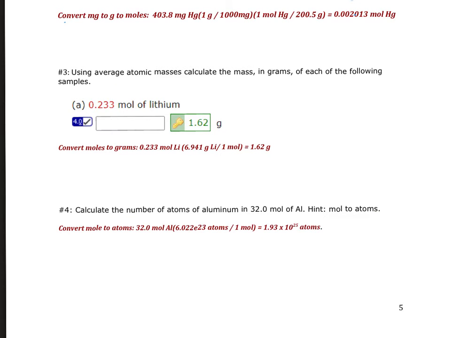In this problem, it says use the average atomic masses to calculate grams. So we're given moles, and we're trying to go from moles to grams. So we will take 0.233 moles, and we will multiply by the mass of lithium. You have to hunt and peck for lithium on the periodic table, and the mass of lithium is 6.941. So you'll do 0.233 times 6.941, and it will pop out with a number, and you need to round to 3 digits, 1.62 grams.